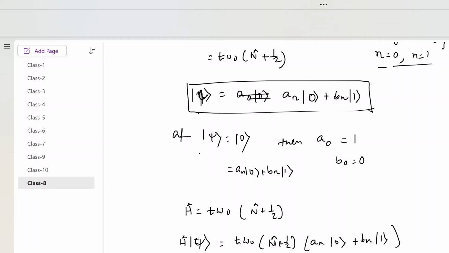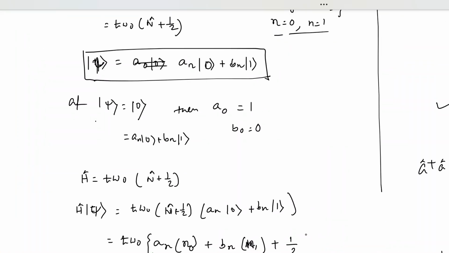Okay, so here you break it down into two parts. So n operating on this whole thing will give you this, where I am writing n0 as the number operator eigenvalue for the 0 state, and n1 as the number operator eigenvalue for the 1 state, plus half times this whole linear combination, which is again psi, right? So then you know that for the 0th state the number operator eigenvalue will be 0, so this term is actually 0, and you are only left with b n, and this n1 will be 1, so the eigenstates we also have to write down as 0, and this as 1.